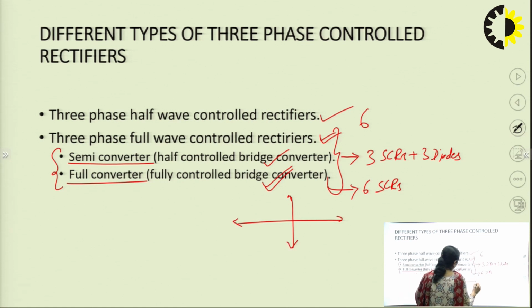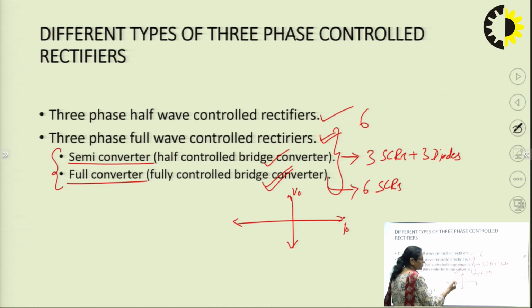Suppose this is the VI plane. If I am having current over the horizontal axis and voltage over the vertical axis, then quadrant 1 operation means the average output voltage and average output current are only going to be positive throughout the operation of the converter for the entire operating range of the firing angle of the converter.